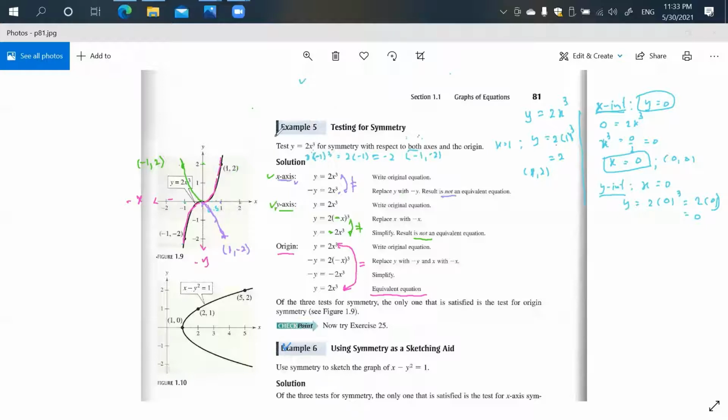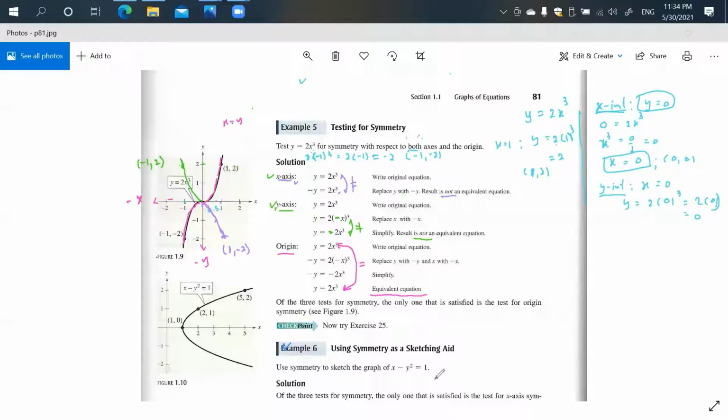Reflect along x, so x is like a mirror. If you reflect with respect to y, the y-axis is the mirror. So for the origin, it is actually like the line x equal to y. It is one line, linear, exactly 45 degrees. Okay, so this is the example for symmetry. Now go to the next example.